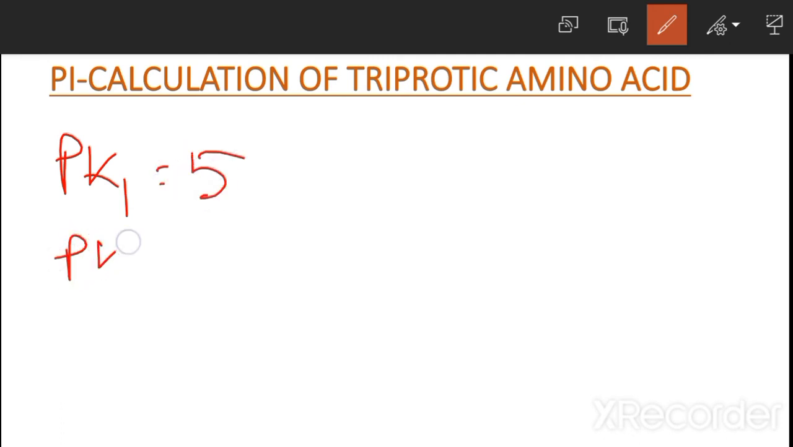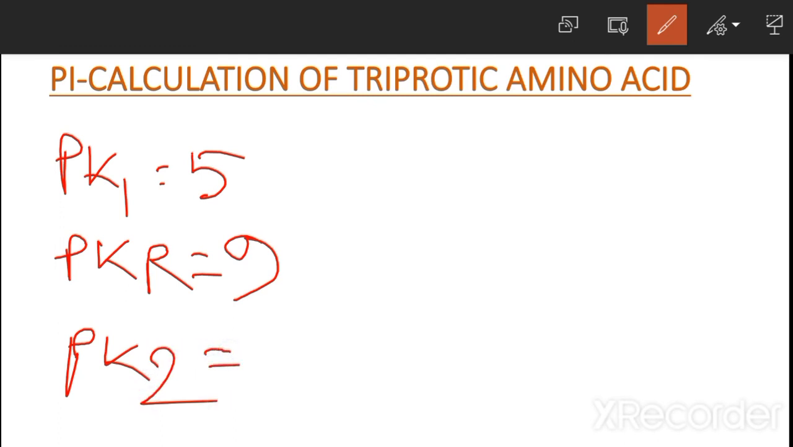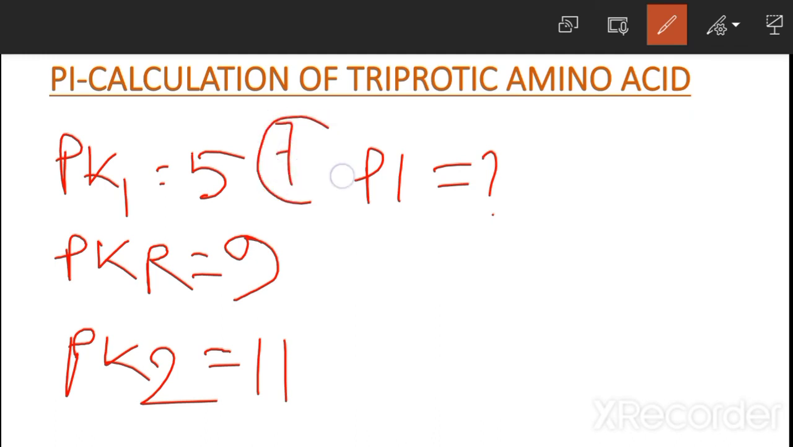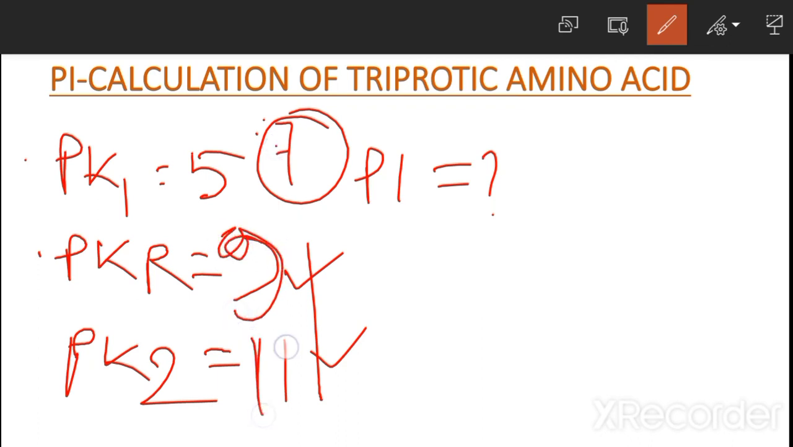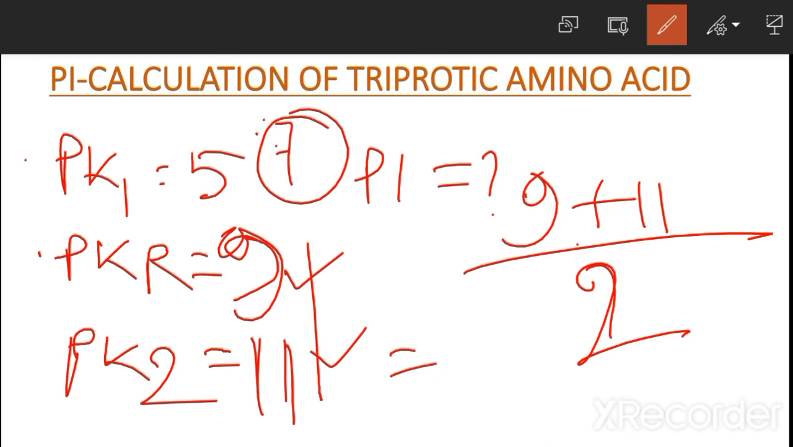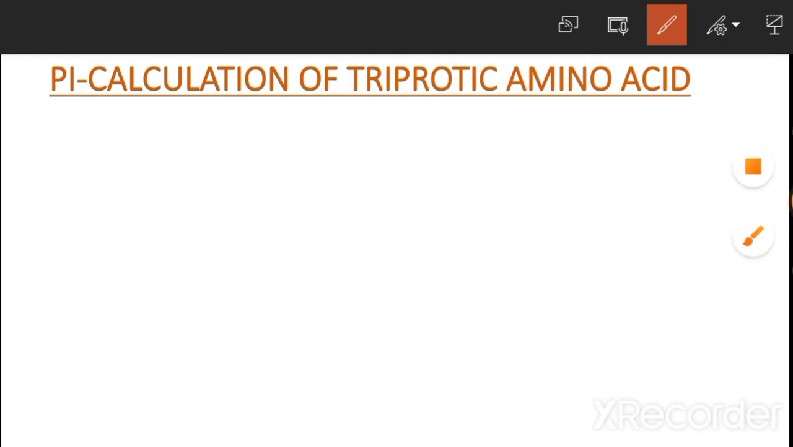But suppose pK1 is equal to 5, pKr is equal to 9 and pK2 is equal to 11. What is the pI value? Here you compare with 7. If two are lower than 7, you calculate with those two. If two are higher than 7, you calculate with those. Here the two higher than 7 are 9 and 11. So I take 9 plus 11 by 2, which is 20 by 2, equal to 10. The pI value here is 10. Got it? Thank you for watching my class.